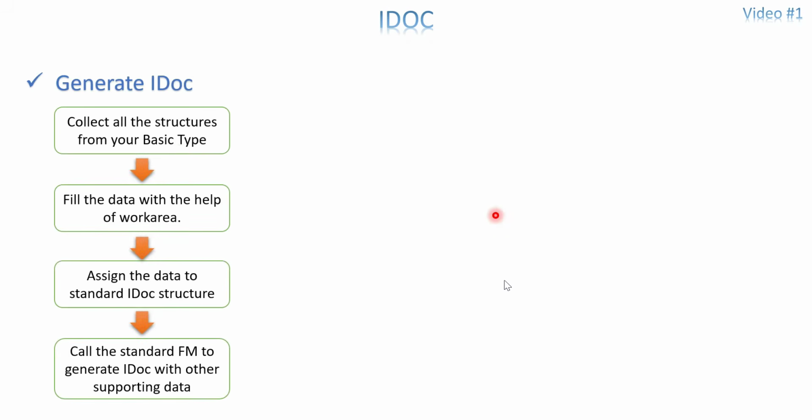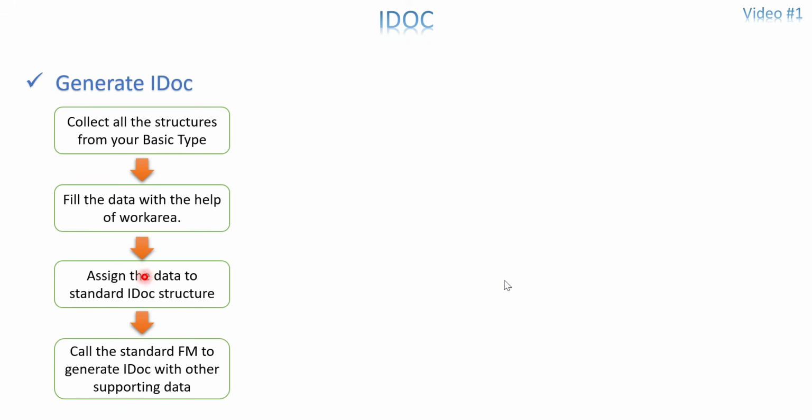So here the steps are, first collect all the structures from your basic type. So under MATMAS05, what are the structures available? What is required for the business need actually? We need to populate the values. Fill the data with the help of a work area. Sometimes some segments can repeat more than once. For example, material text can be repeated more than once. I want English, I want Spanish or French, whatever it is. So depends on your need, your segment might occur only one time or it may be repeated also.